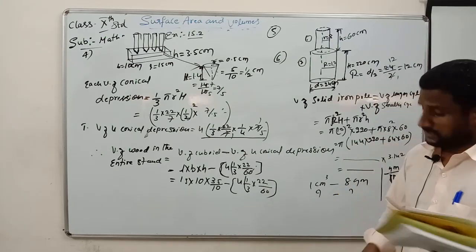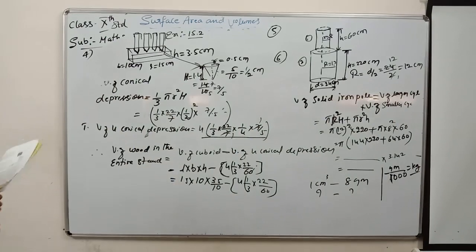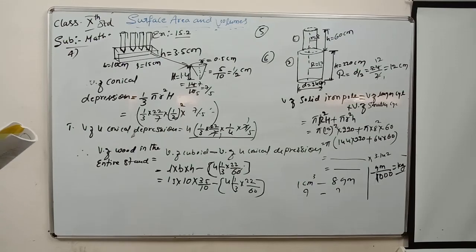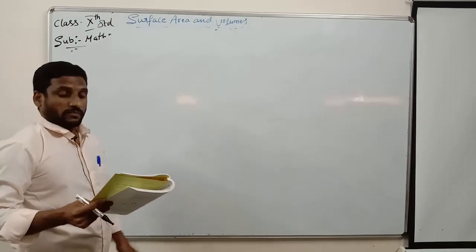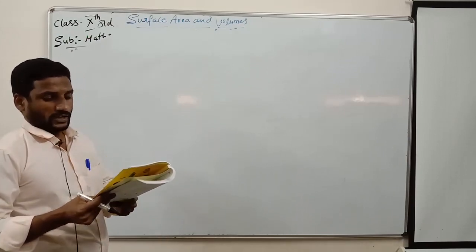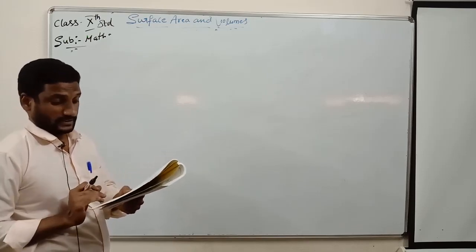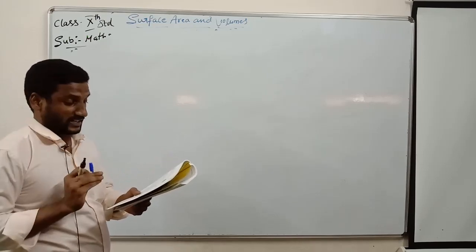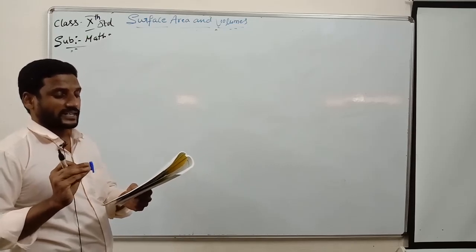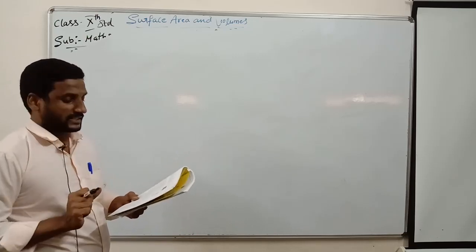I'll draw the figure here, then you will get a little idea about that one. See the 7th question. A solid consisting of a right circular cone of height 120 centimeter and radius 60 centimeter standing on a hemisphere. The cone is standing on the hemisphere. Hemisphere radius is 60 centimeter and it is placed upright in a right circular cylinder. So this cone and hemisphere are placed in an upright right circular cylinder.